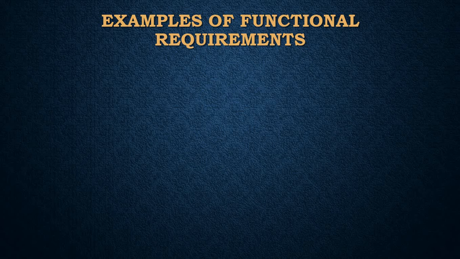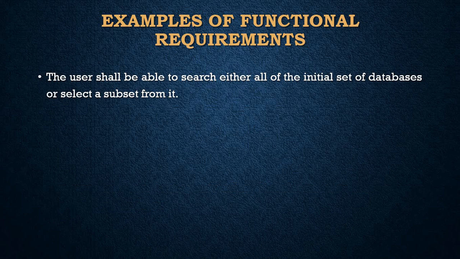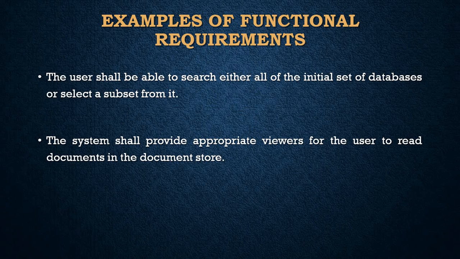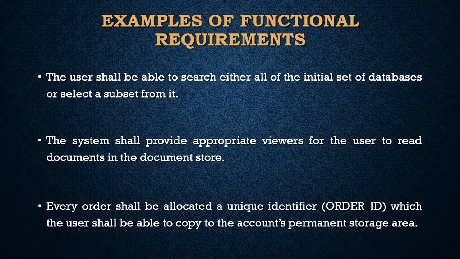Here are some examples of functional requirements of a system. For the system, the user shall be able to search either all of the initial set of databases, or select a subset from it. Next example can be, the system shall provide appropriate viewers for the user to read documents in the document store. Another example is this third statement. Every order shall be allocated a unique identifier, order_ID, which the user shall be able to copy to the account's permanent storage area. Therefore, we can clearly observe that the functional requirements specify the functionalities offered by the system.